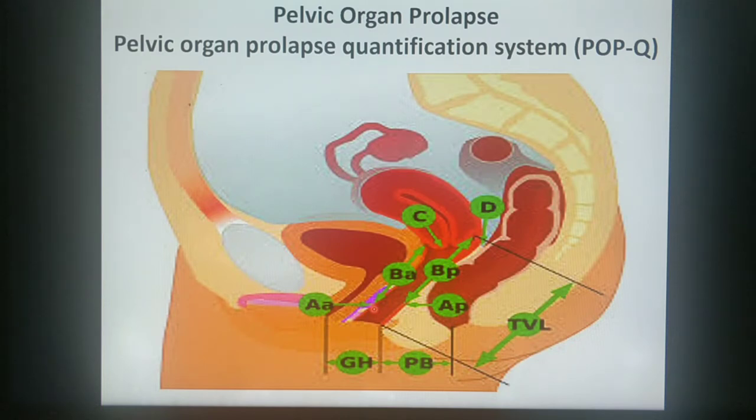The potential range of the position of point AA relative to the hymen is -3. So all the points above the hymen... The hymen here is taken as the reference point and is denoted as 0.